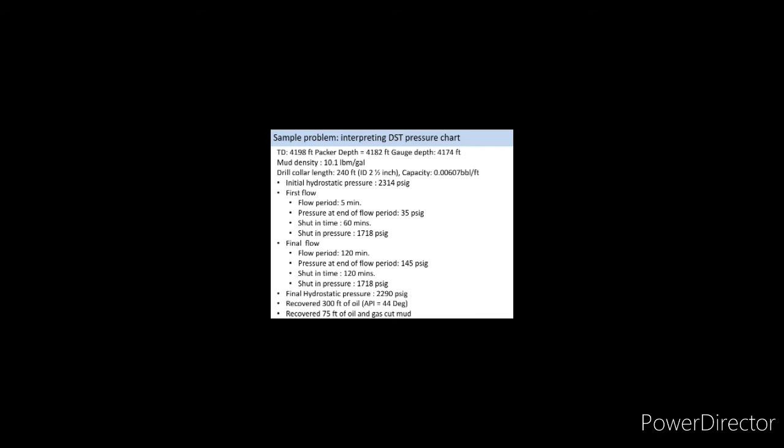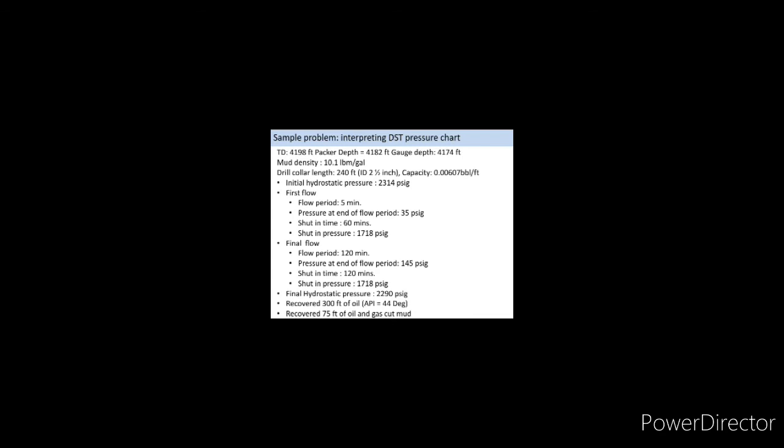So first flow: what is the time for the first flow, and what is the pressure after the first flow? The same for the final flow: what is the final flow period, the time for the final flow, and the pressure for the final flow? Recovered feet of oil: what is it after the first flow, after the second flow? What is the head of oil, and what is the head of formation fluid in the district? This kind of parameter we get from the DST.